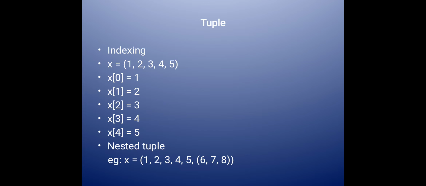Next comes the term nested tuple. Nested tuple means if you are taking a tuple, it may contain a tuple as an element. That means a tuple can be an element of another tuple. So here x is equal to a tuple of 1, 2, 3, 4, 5 and again a tuple of 6, 7, 8. So in the tuple called x, it also has another tuple as an element.